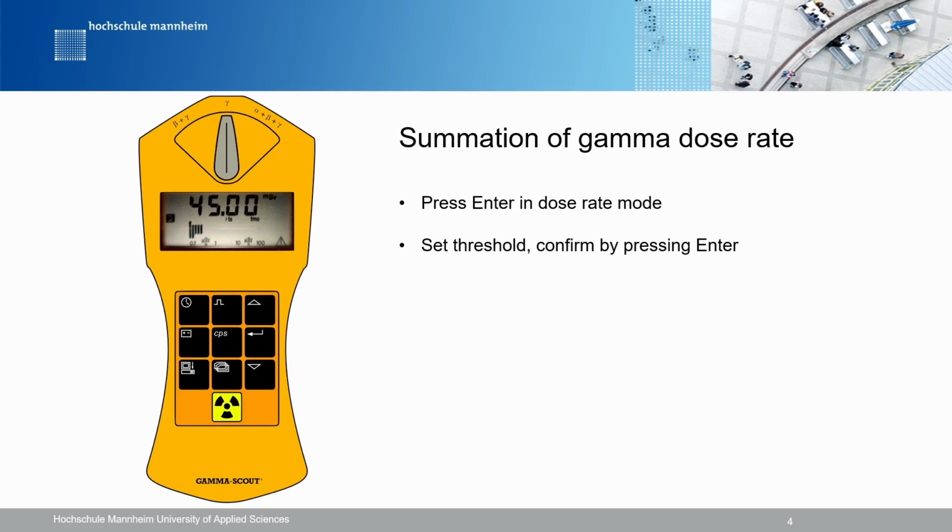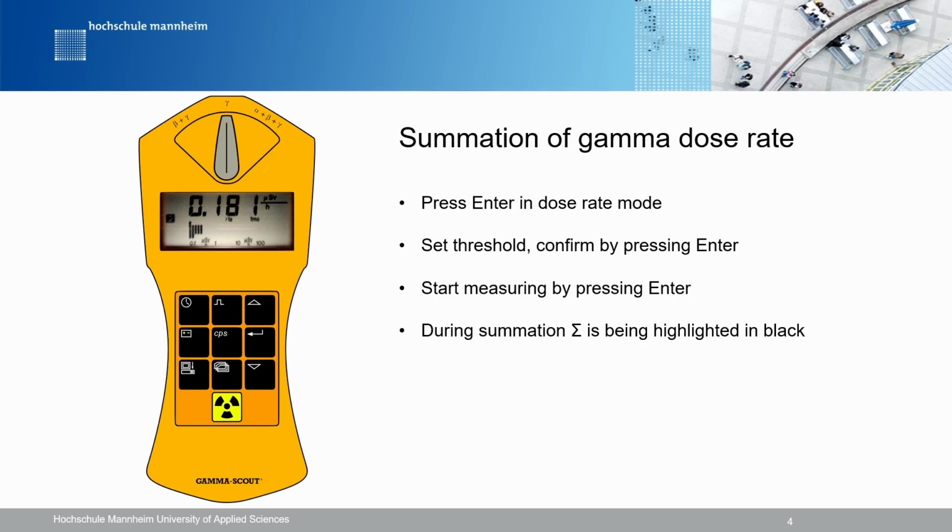Press Enter to input this warning threshold. Upon surpassing it, a warning symbol appears in the bottom right of the display, and depending on the model, an audible alert may be triggered. When pressing Enter again, the measurement is initiated. Check the bottom left of the display to verify if the measurement is ongoing. The cumulative dose is being calculated as long as the sum symbol sigma appears in front of a black background.